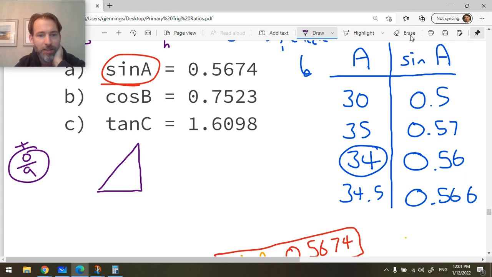okay, where this side is the opposite to this angle C, okay? This side is the opposite. It's 1.6098 long. This one is 1 long. That way, this divided by that would be that, okay?